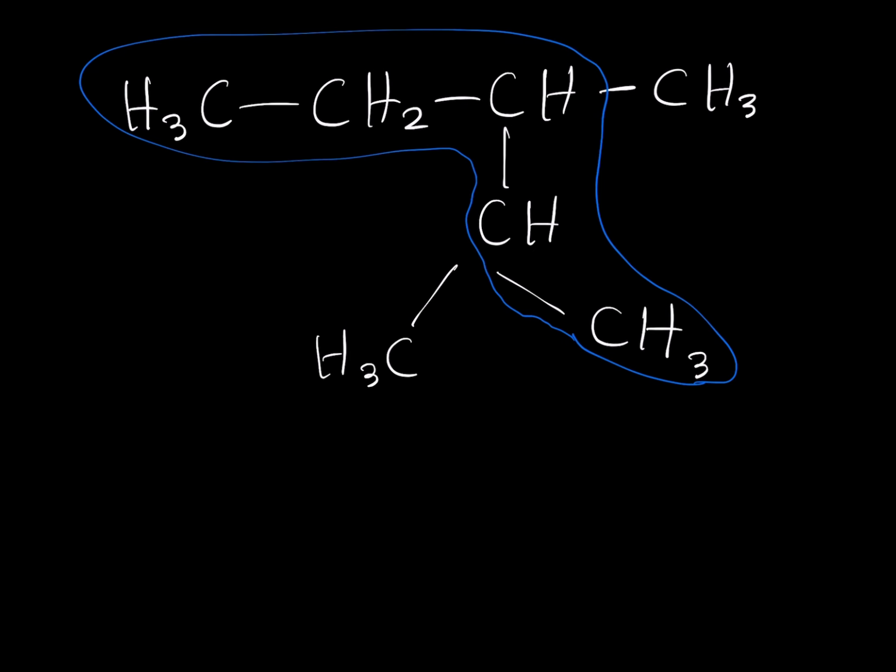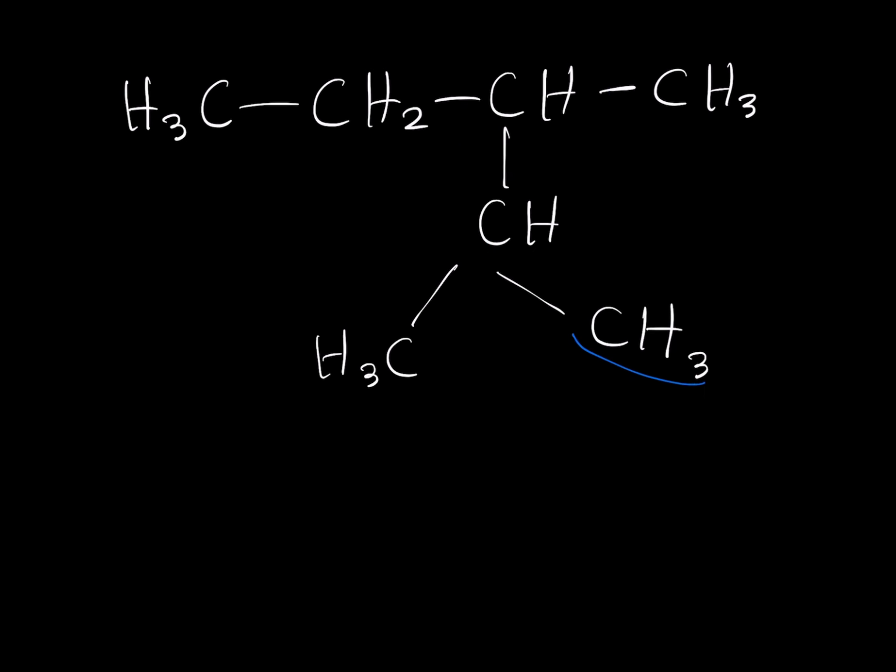So if we count it from left to right, the substituents are going to be on carbon 3 and 4. But if we count from right to left, the substituents are going to be on carbons 2 and 3. So we want the lower ones, so we're going to count the 2 and 3 option, which is the one from right to left.